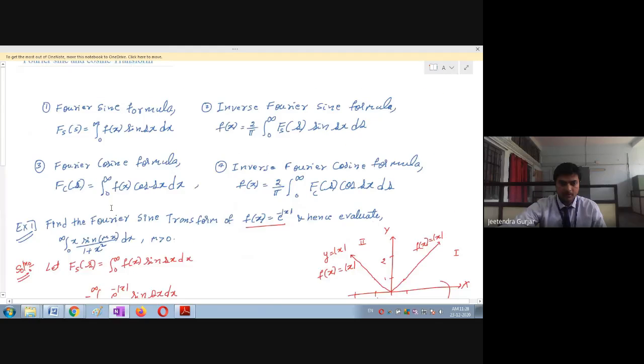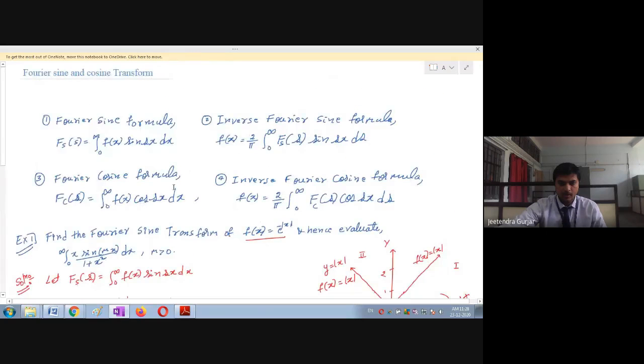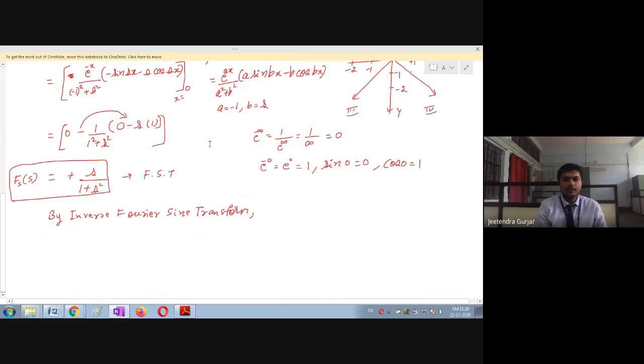So you can write down the formula for the inverse Fourier sine transform. Yes, friends, you can see here the inverse Fourier sine formula is given by f of x is equal to 2 upon pi, integral of Fs(s) sine sx ds. So this formula you use here. Is it clear? So I'm going to use this formula here. Yes, friends, so just write down the formula here.